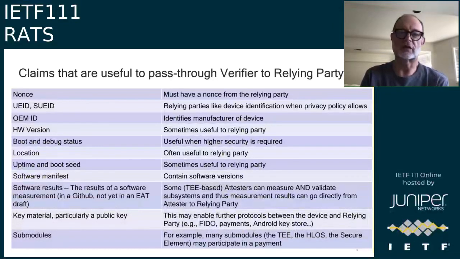So debug status, I'm going to go through these quickly. GPS location, obviously useful to the relying party. Then software manifests like COSWID. That's currently how EAT is attempting to characterize software on the device, just through reuse of COSWID.